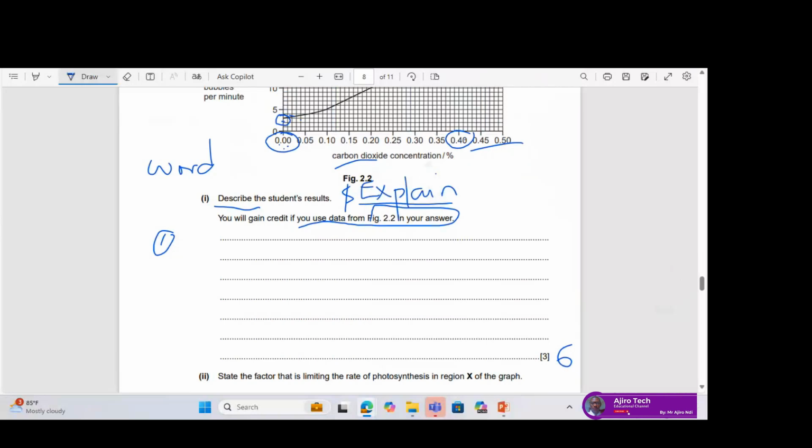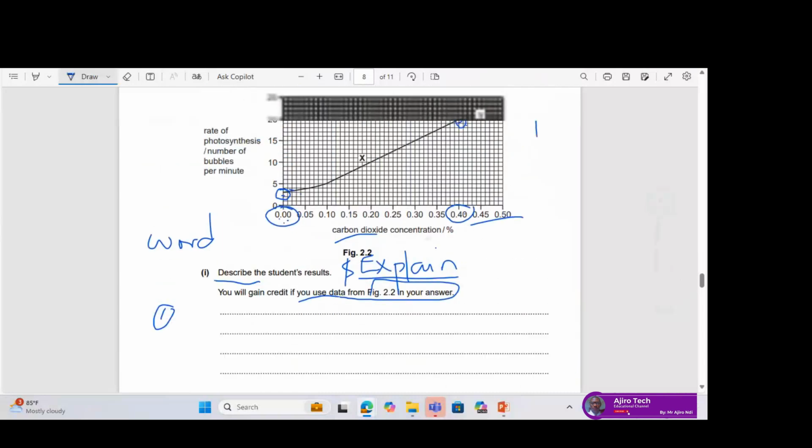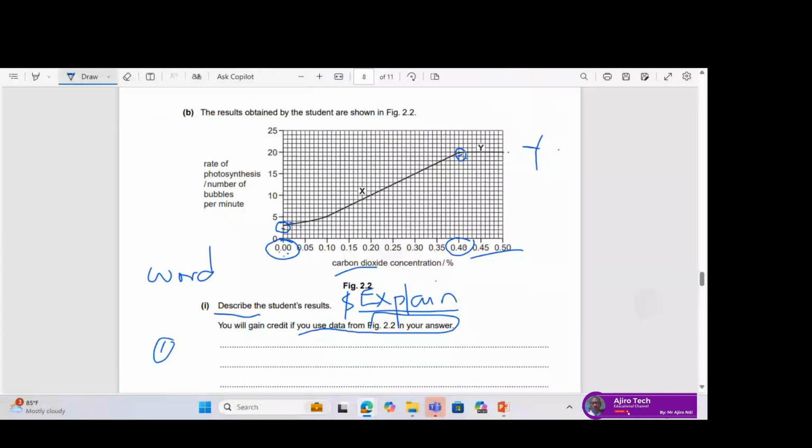that's when you start giving reasons for the shape of the graph. We know that carbon dioxide is necessary for photosynthesis. With the increasing concentration of carbon dioxide, the rate of photosynthesis is higher because more carbon dioxide is available to be turned into glucose and produce oxygen. That's the explanation. At 0.40, carbon dioxide is no longer a limiting factor.